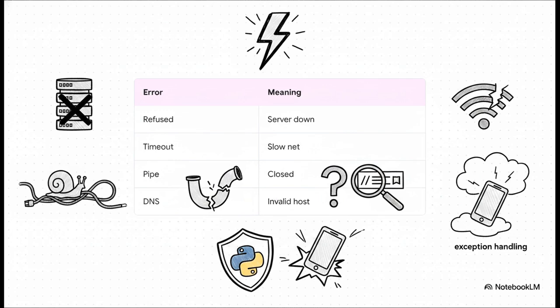You're going to hit common errors like connection refused when a server just isn't running, timeouts from a sluggish network, broken pipes when a connection drops mid-sentence, and DNS errors when a hostname can't be found. These are the hurdles you'll inevitably face. That's exactly why handling exceptions elegantly in your Python code is a non-negotiable part of network programming. I mean, your app really shouldn't crash just because the Wi-Fi blinked, right?